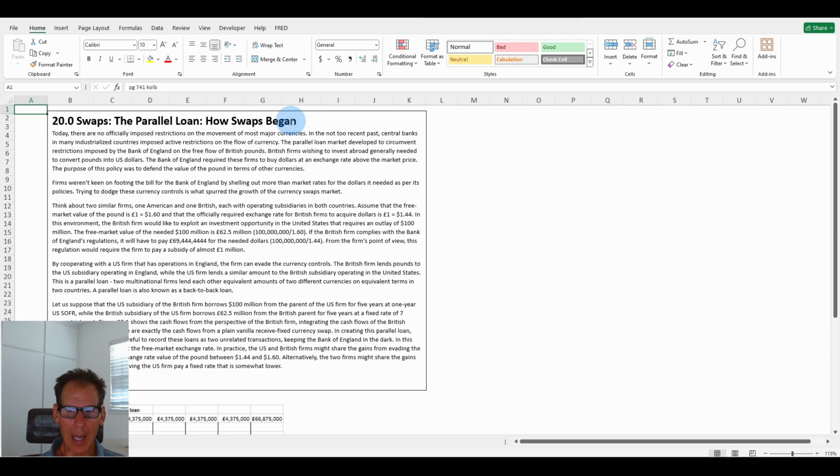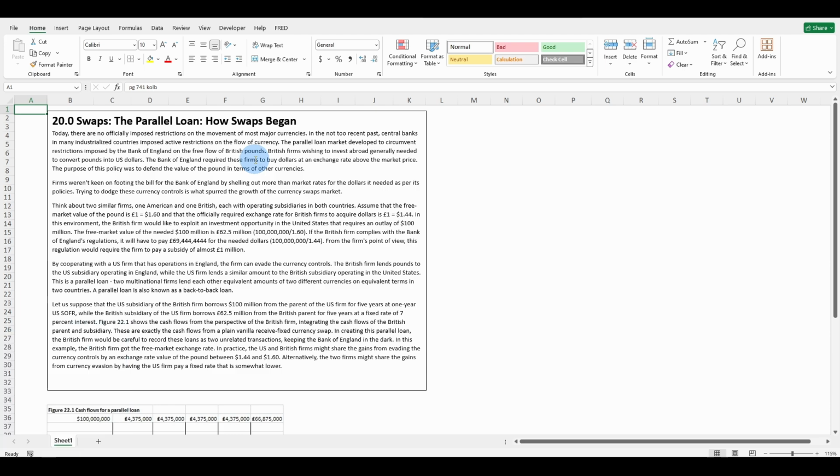How swaps began. Today, there are no officially imposed restrictions on the movement of most major currencies. In the not too recent past, central banks in many industrialized countries imposed active restrictions on the flow of currency. The parallel loan market developed to circumvent restrictions imposed by the Bank of England on the free flow of British pounds. British firms wishing to invest abroad generally needed to convert pounds into US dollars.